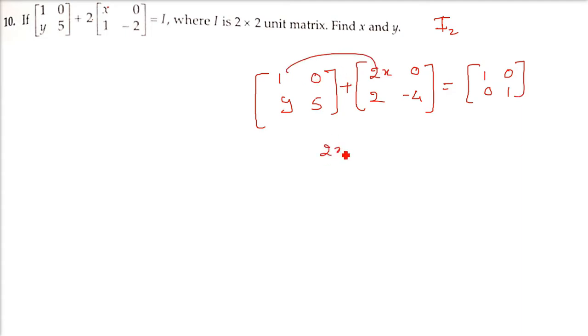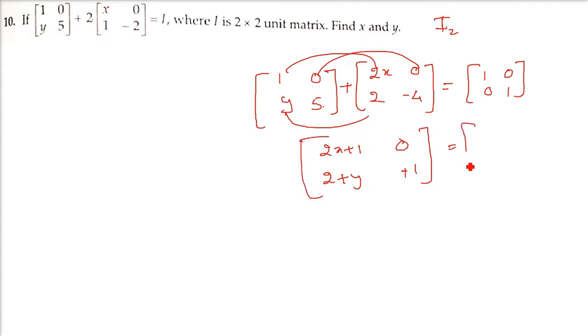1 plus 2x is 2x plus 1, 0. y plus 2 is 2 plus y. 5 minus 4 is 1. So this equates to the identity matrix, 1, 0, 0, 1.